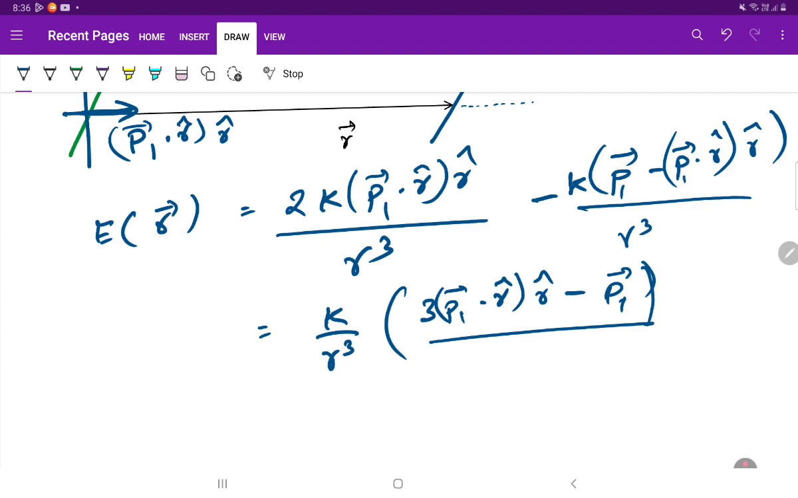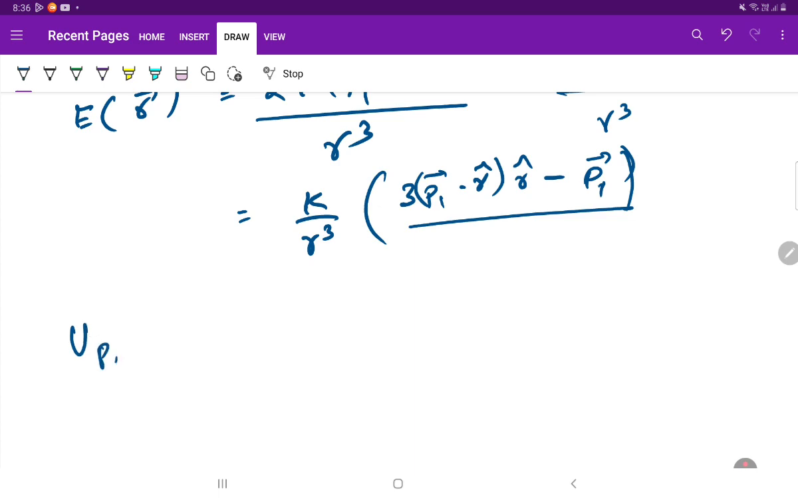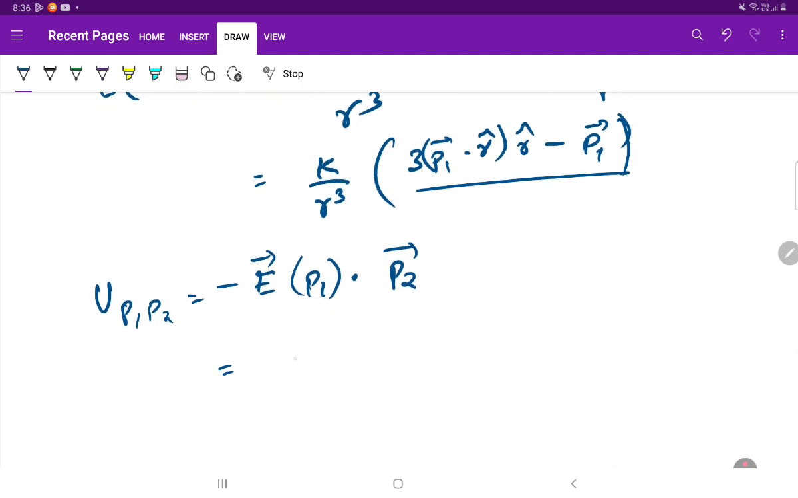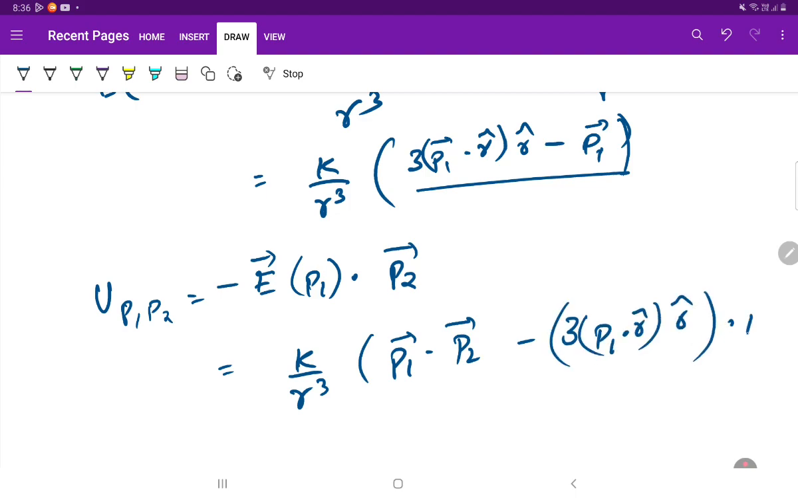Now we know that the interaction energy is due to the interaction of the electric field with the dipole. This electric field is created by the P1 vector. Hence I can say that the interaction energy between P1 and P2 is the electric field due to P1 dotted with the P2 vector, with a negative sign. Now we are just interested in the dot product, so put in the values: k by r cube, P1 dot P2 vector minus 3 p1 dot r cap whole dot p2.